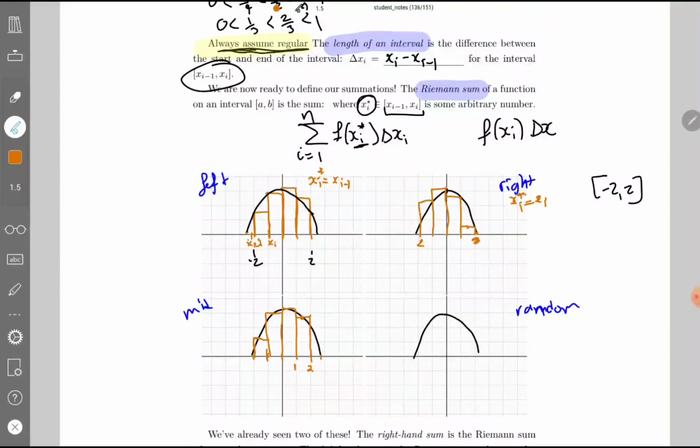And then random. For each interval, I'll choose a random point. I'll do one here, so here's one. We'll do this one, so here's another. And then we'll do this point.